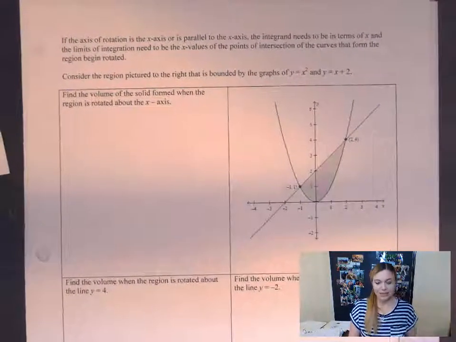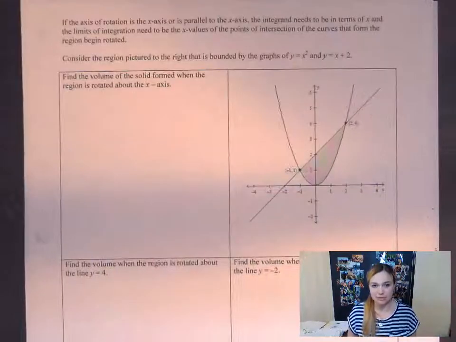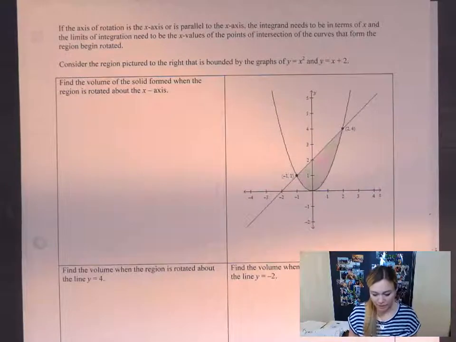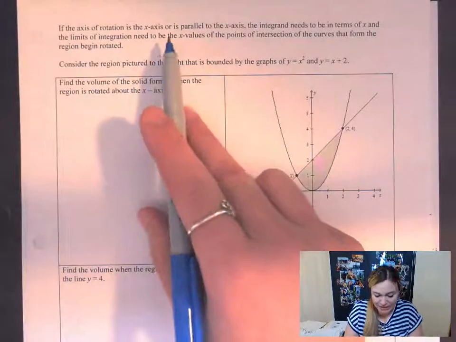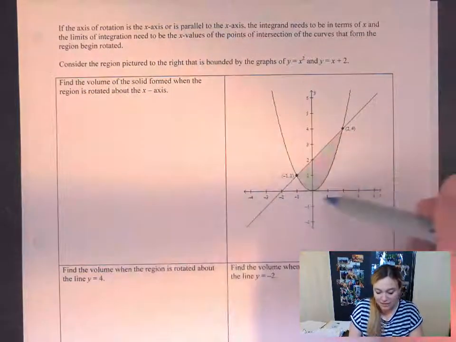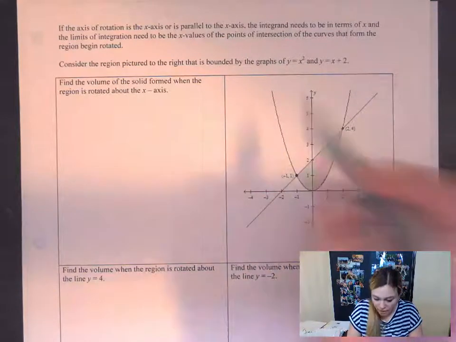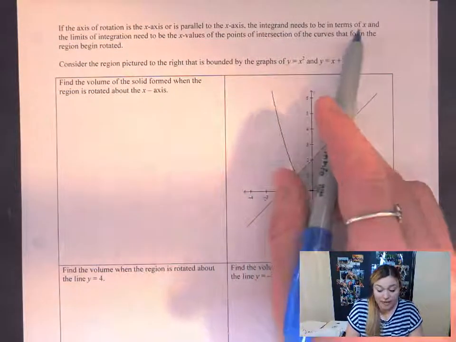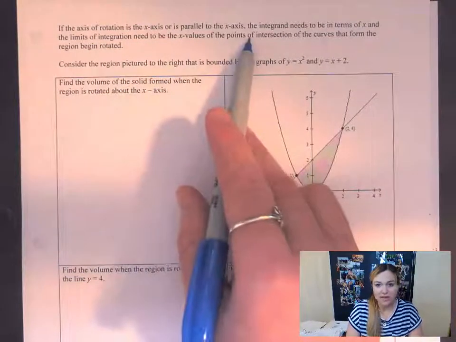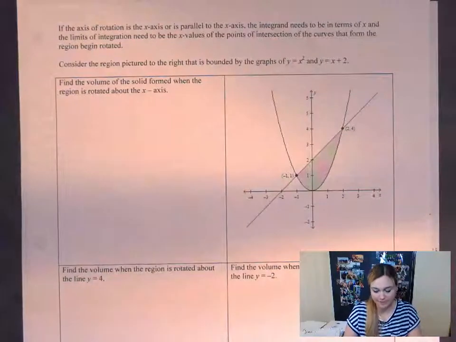Well, I might actually keep this around so we can use it. Some of you are going to be excellent at visualizing these in your head right away. Some of you, it's going to be like, I'm going to need some work on this. That's okay. If the axis of rotation is parallel to the x-axis, sometimes the axis of rotation will be at y equals 0, sometimes at y equals some other value. The integrand needs to be in terms of x, all in x values. So in the first one, we're just doing a regular integral all in terms of x.